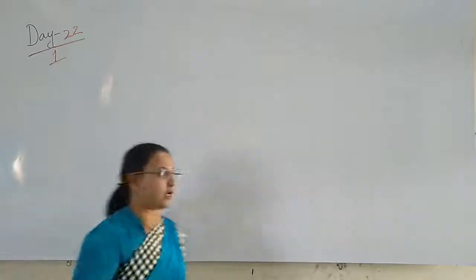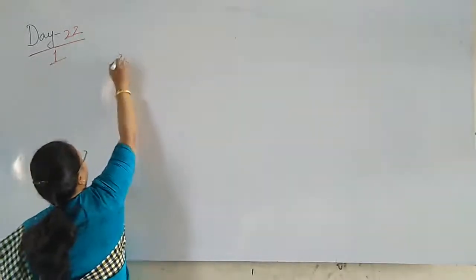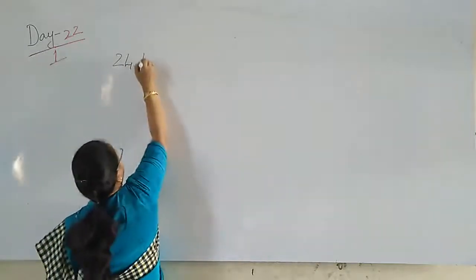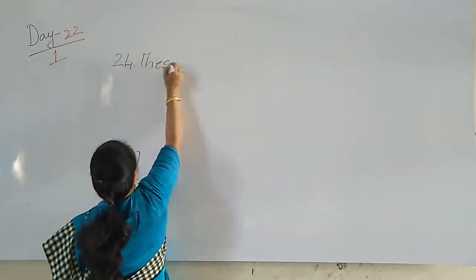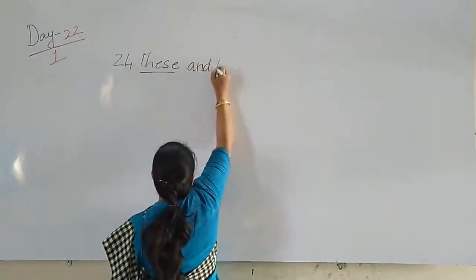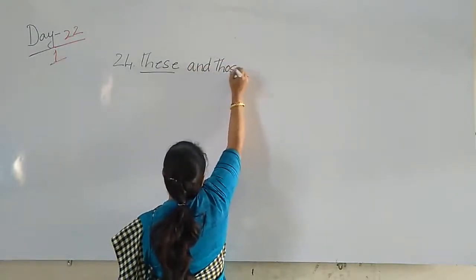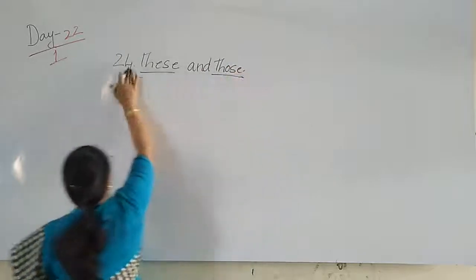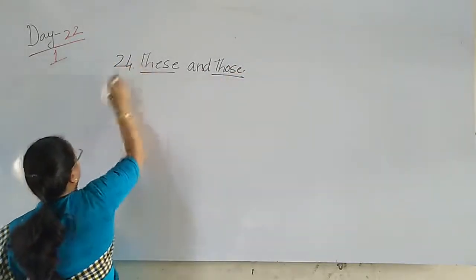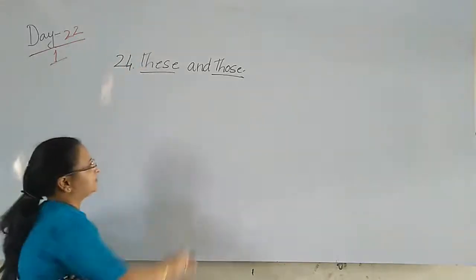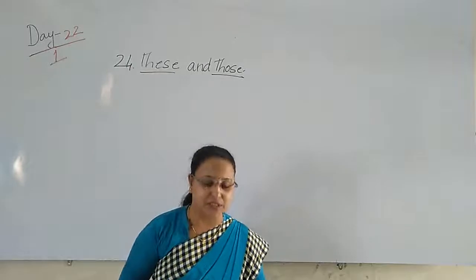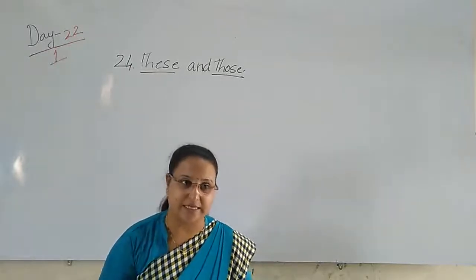Yes children. Now the topic is 24, that is these and those. Don't open a textbook, children. Just listen to my explanation first. First you listen to what I am explaining, then afterwards you can open your textbook.